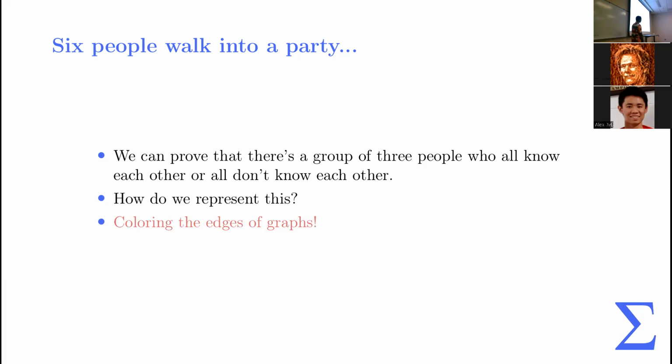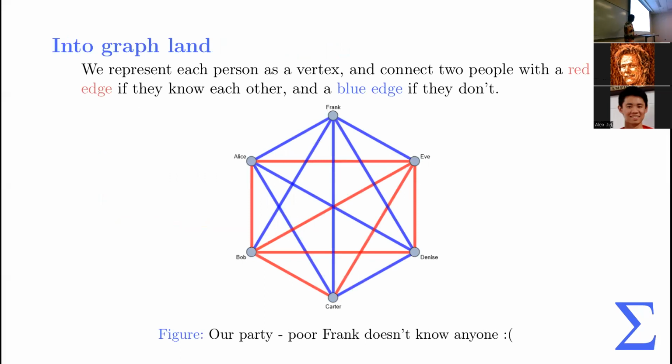All right. We are going to be coloring the edges of a graph. So what that means is that we're going to mark each of the people in the party as a vertex. And we draw all the edges between them. Each edge tells us something about their connection, right? And the way we're going to represent this is either 2 people know each other or they don't. So if they know each other, we connect them with a red edge. If they don't know each other, we connect them with a blue edge. And as you can see here, this is just one of the many possible ways that this could look, right? Frank here, he's all blue, he doesn't know anyone at the party, unfortunately for him.